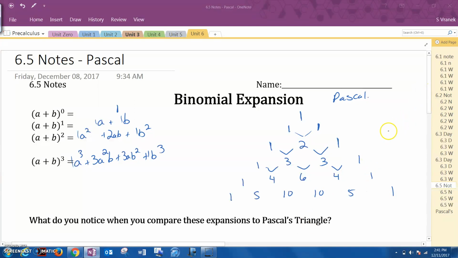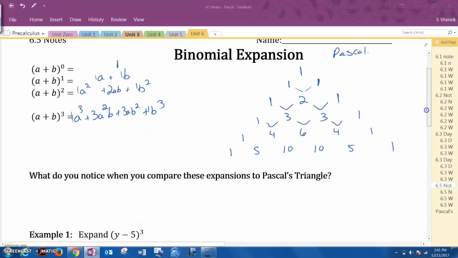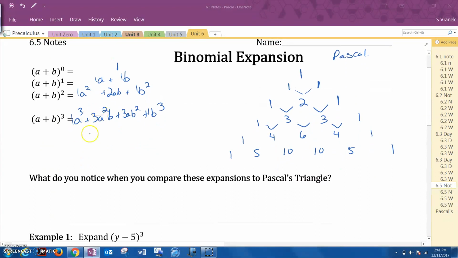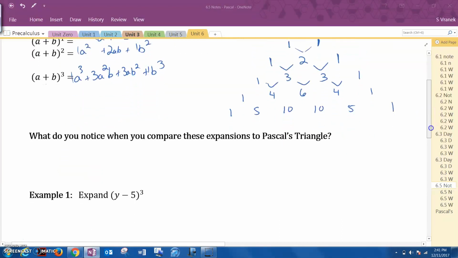So what do you notice comparing this expansion to Pascal's triangle? Again, you should notice that the coefficients expand with the triangle, where this is to the 0 power, the first row. And then also you should notice that a starts at a cubed and goes down a power, so a squared, a nothing. B starts off with nothing, and then b squared, b cubed. So that's how the pattern goes.